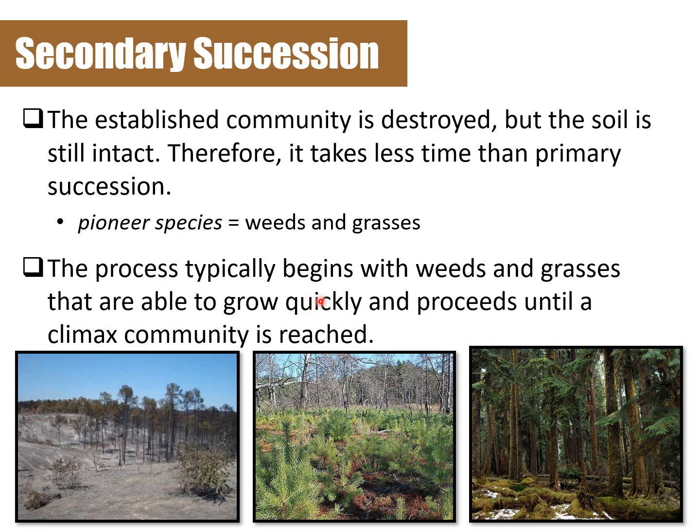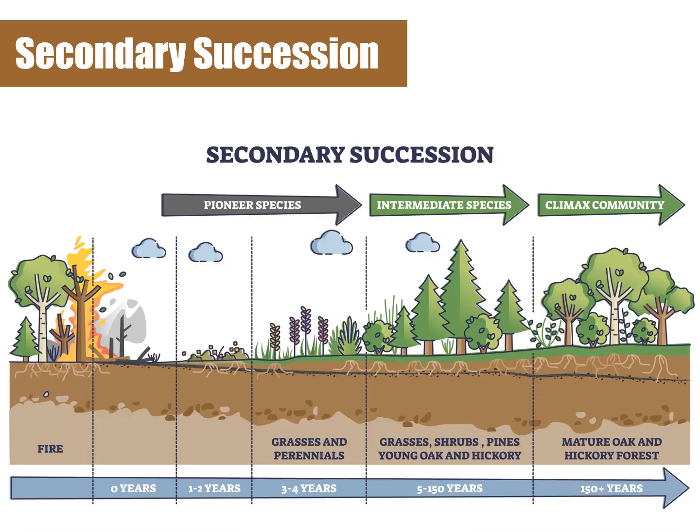It's going to begin with weeds and grasses that are able to grow quickly, and it's going to continue. So you see again weeds and grasses. It's going to continue with shrubs, and it's going to then eventually be replaced with your climax community that will be in equilibrium. This is the process. Once again, same thing, but it's going to take less time.